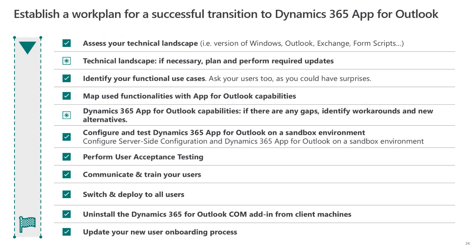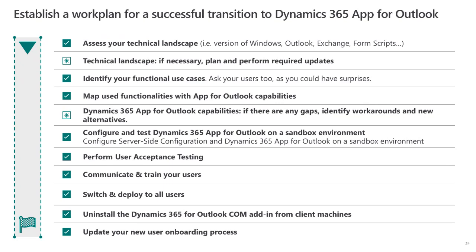You need to go through the requirements to operate the app for Outlook. So this can impact the version of Windows, Outlook, Exchange. To some extent, it can also impact your form scripts. If necessary, plan and perform the required updates based on that assessment. You also need to identify your functional use cases. You need to map the used functionalities with app for Outlook capabilities. And if there are any gaps, you need to identify workarounds and new alternatives for these processes.